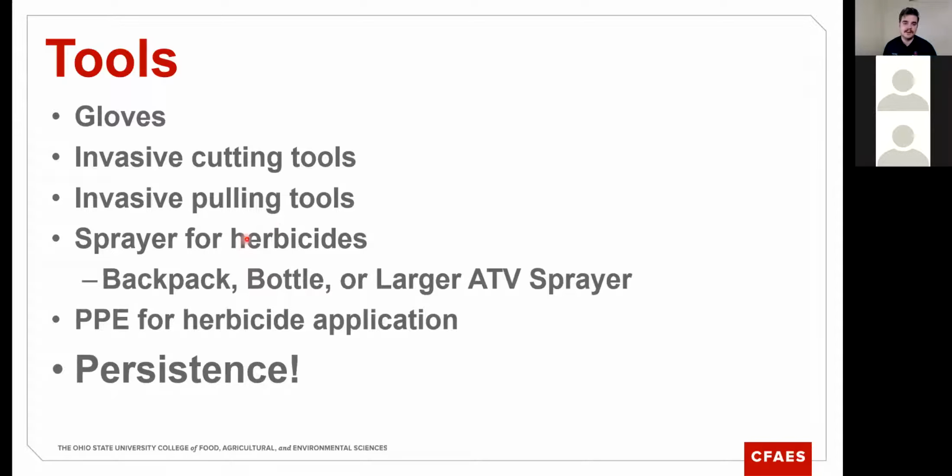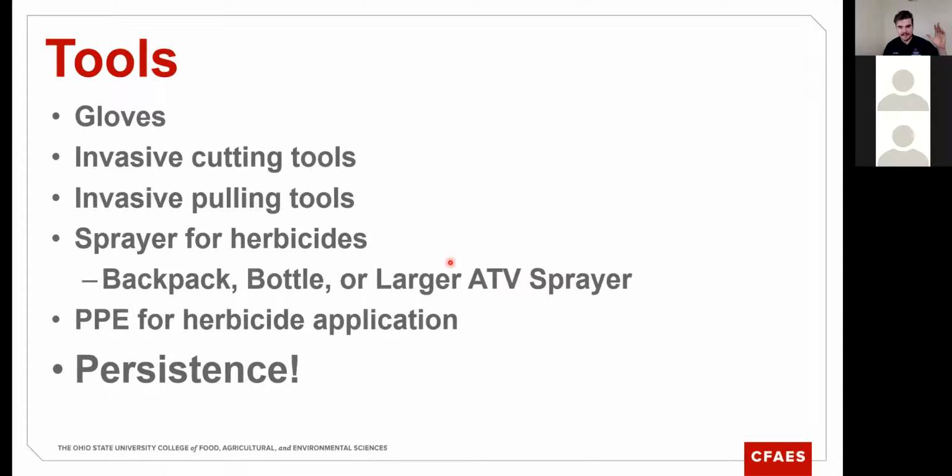Sprayers for herbicides. So if you do the herbicide route, depending on the size, it's good to have a spray bottle or a backpack sprayer, or something that mounts to your ATV, or a small utility vehicle that connects to the battery if you have a large area that you want to spray. Whatever's easiest for you. If you're moving around the woods and you have a lot of ground to cover, a backpack sprayer might be better, but it's going to be heavy. You might want to use something that you can put on your ATV.